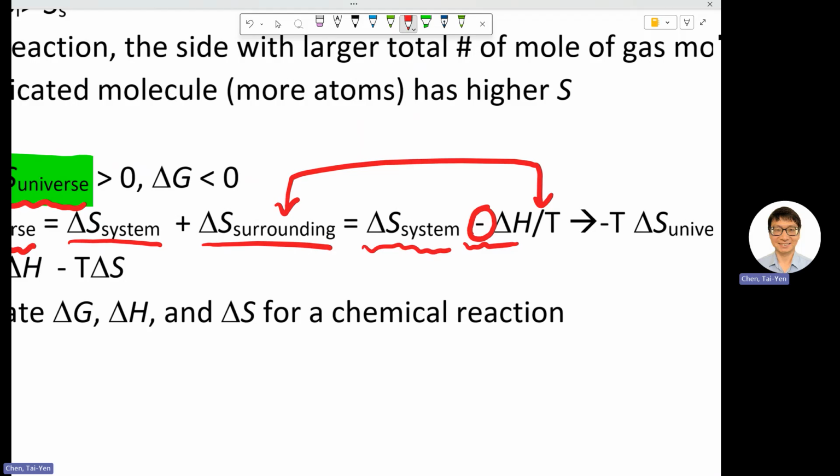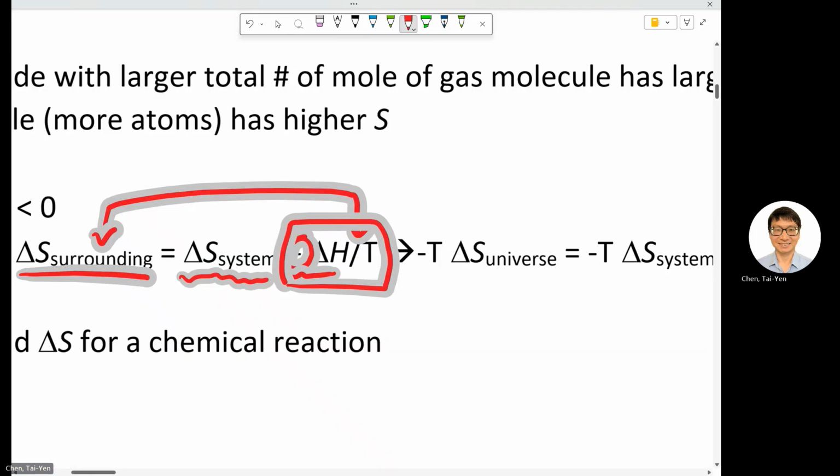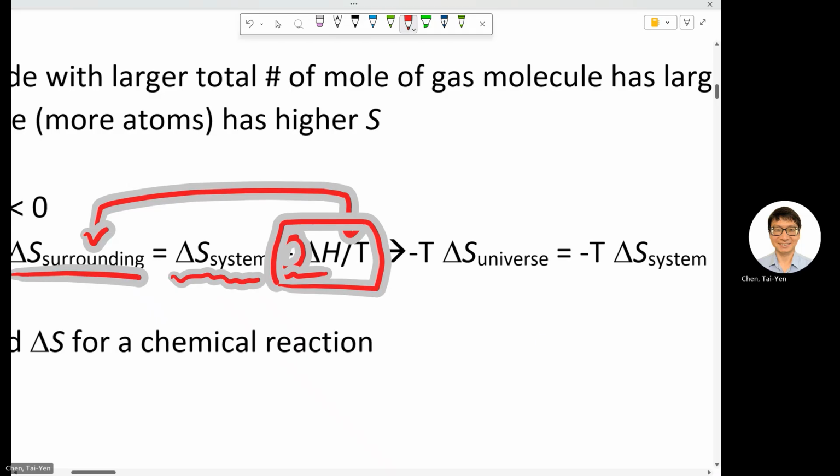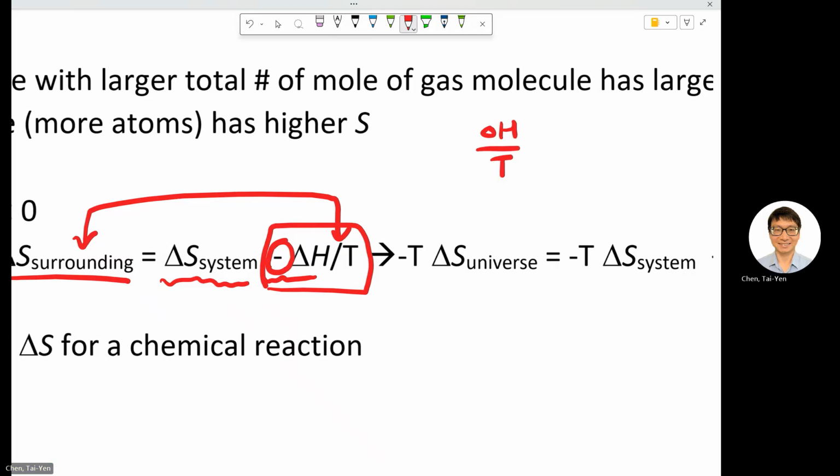Okay, and then we define entropy as the energy divided by the temperature. Okay, this is a very interesting way to define entropy. Okay, so your entropy is actually delta H over T. Okay, so a more general way is Q over T. Okay, so that's how you define your entropy, right? So what does this mean?